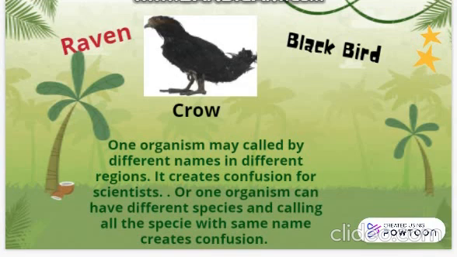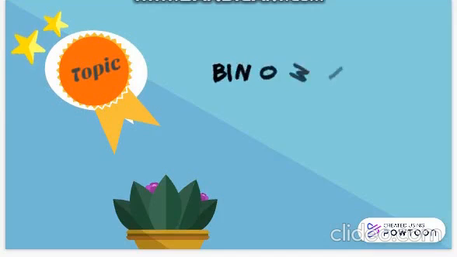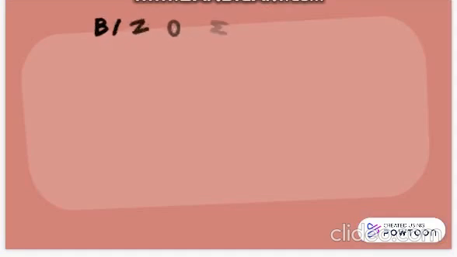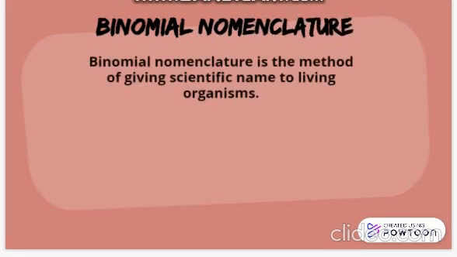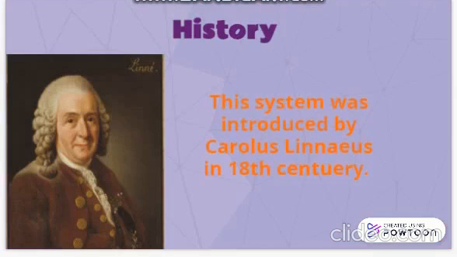To sort out this problem, a method was given, and we are going to study that method. That method is known as binomial nomenclature, and it is our topic today. Binomial nomenclature is the method of giving scientific names to living organisms. Bi means two, nomial means name. Nomenclature means the system of choosing names of things. This system was introduced by Carolus Linnaeus in the 18th century, whom you can see in the picture.